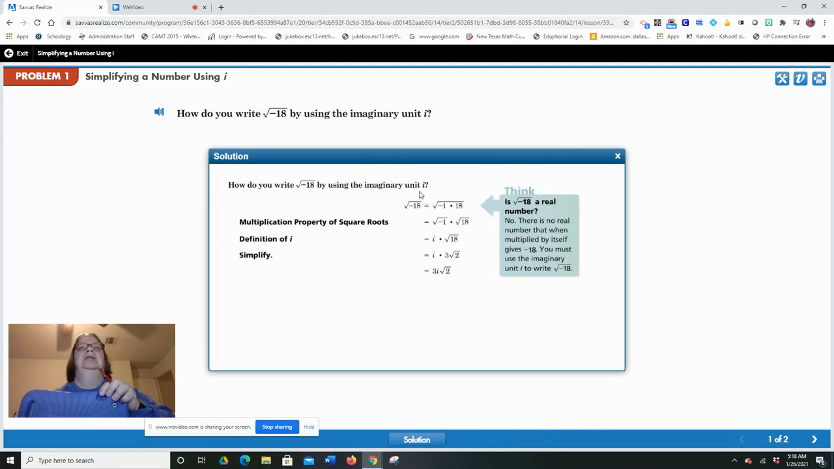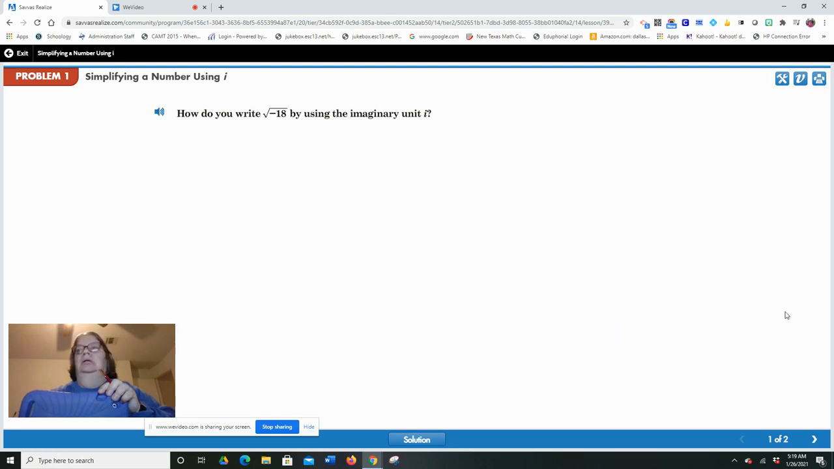Okay, and you'll see they did what I did. Take this negative 1 times 18, and they simplify this as 9 times 2. Square root of 9 is 3. There's the 2. There's your 3i square root of 2. And they didn't put the plus or minus in there, so that'll work. Okay. Next.